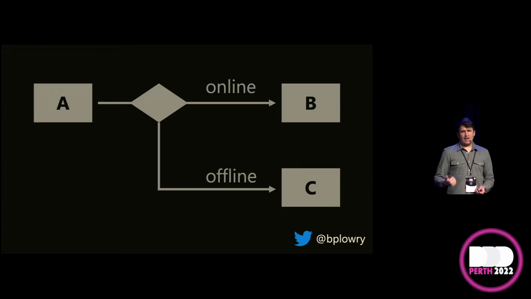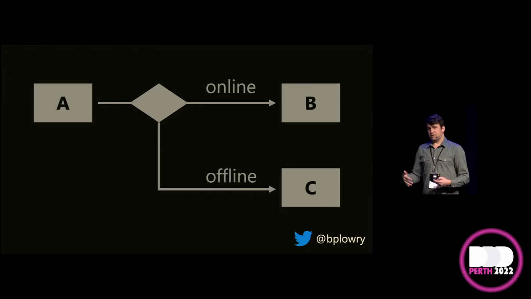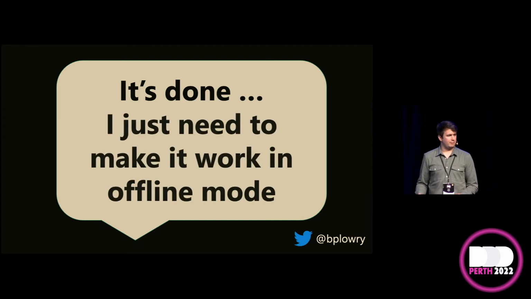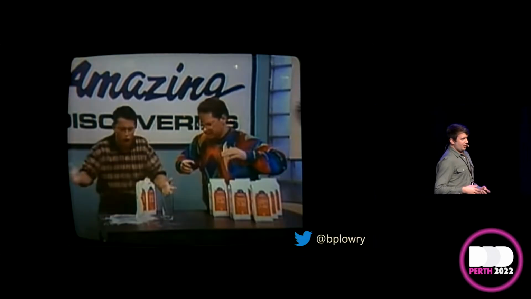Well, firstly, having two ways of doing things means that you have to make sure both ways work. You might forget to do one of them. Like, have you worked on an app with an offline mode where someone goes, oh, yeah, that's done. I just need to make it work in offline mode? Or, like I said, how many of you have forgotten to make a particular feature work offline? So there's got to be a better way.